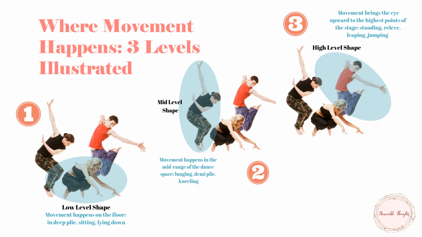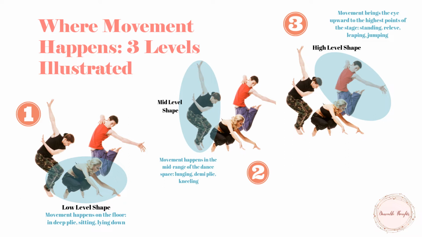In image 1, you see that highlighted is the low level shape. This is movement that happens on the floor in deep plie, sitting, lying down. Image 2 shows us the mid-level. This is movement that happens in a lunge, a demi-plie, sometimes kneeling.